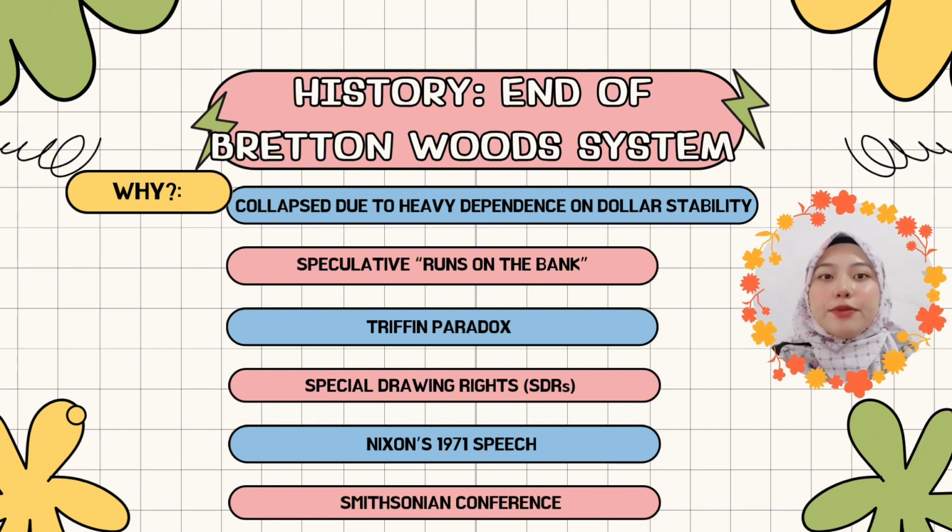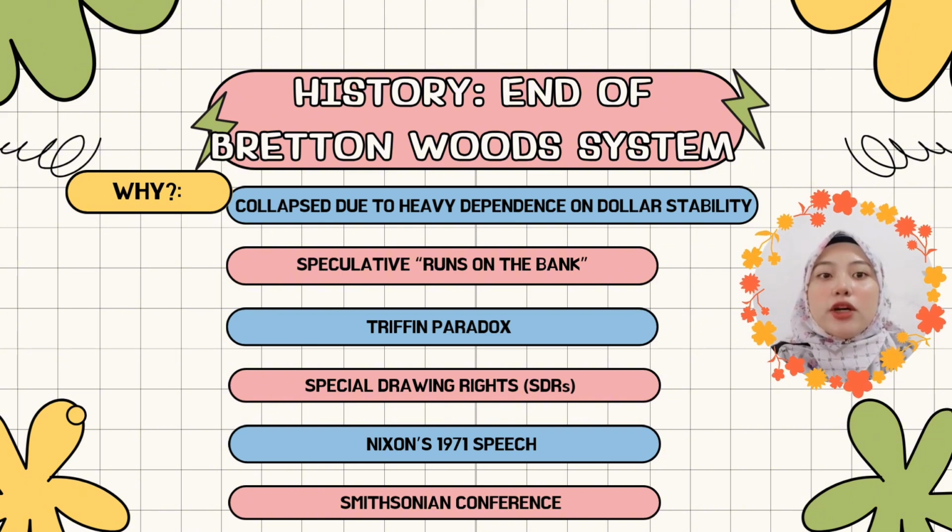Its collapse was primarily due to its heavy dependence on the stability of the US dollar. Several factors contributed to this. Firstly, speculative runs on banks. As confidence in the dollar's convertibility to gold wavered, there were increasing speculative attacks where investors tried to exchange large amounts of dollars for gold.